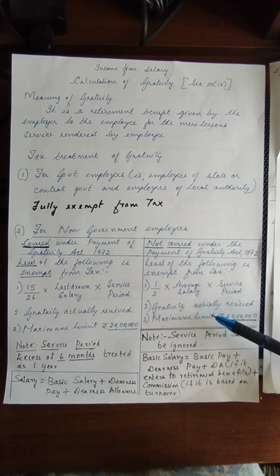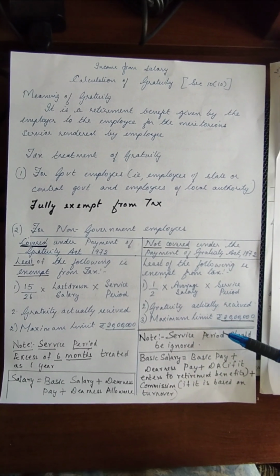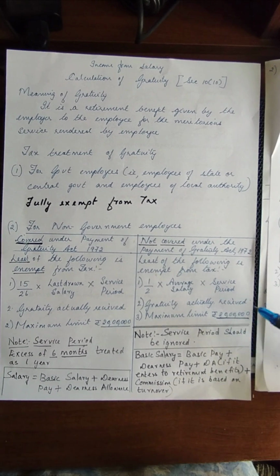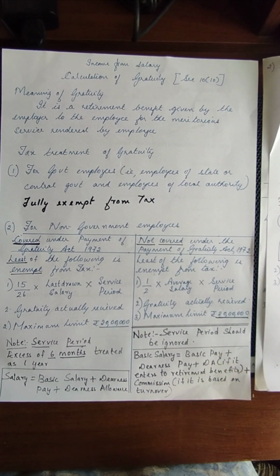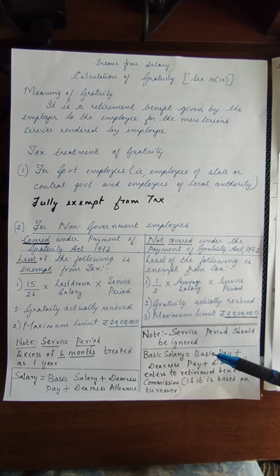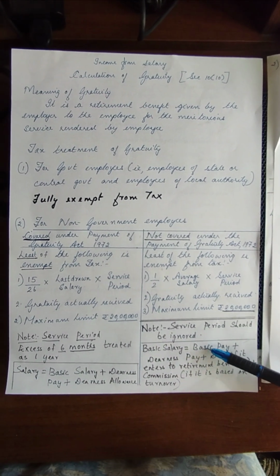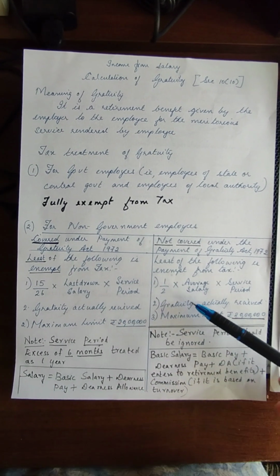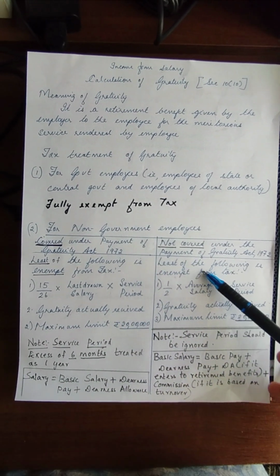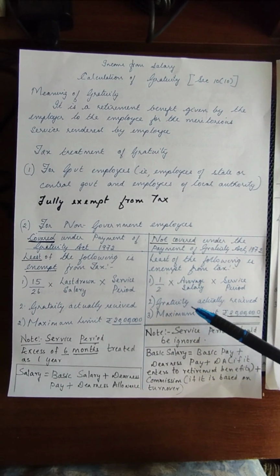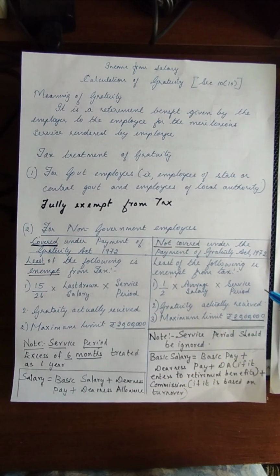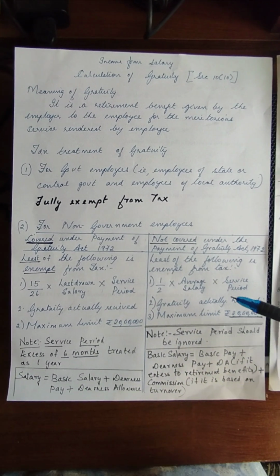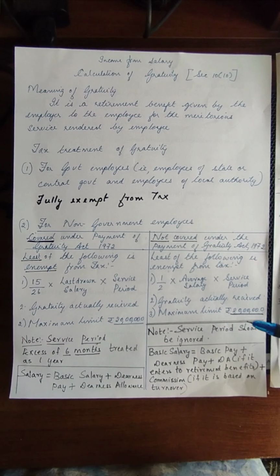Second is again the actual gratuity received. Third is our maximum limit of 20 lakhs. So these are the conditions we are actually seeing relating to gratuity. This is very much important. You have to keep these things in mind and study them. And the meaning of least of the following is the lesser among these three conditions; it will be exempted. Meaning of exempted: you are exempting it from the tax.